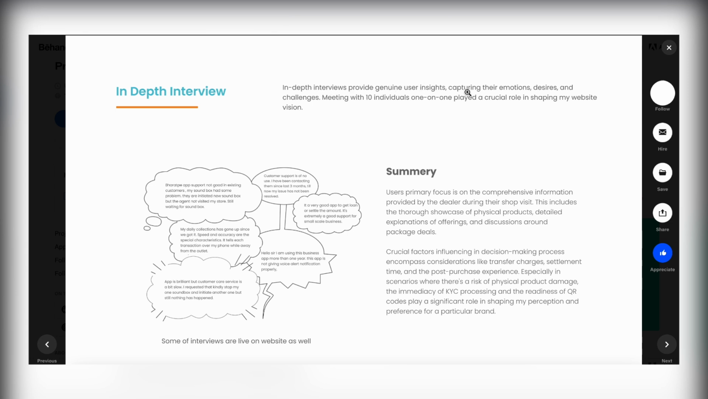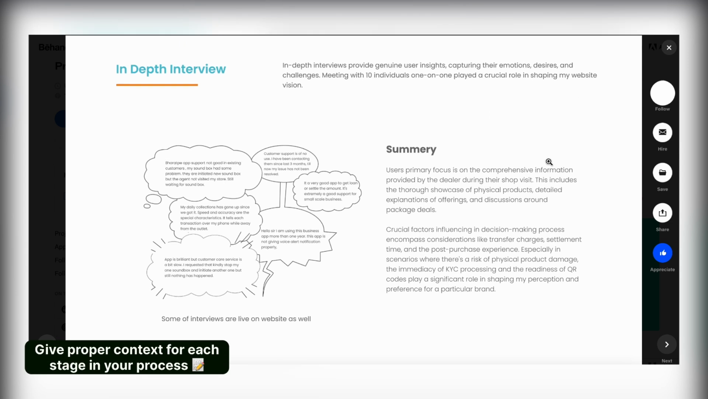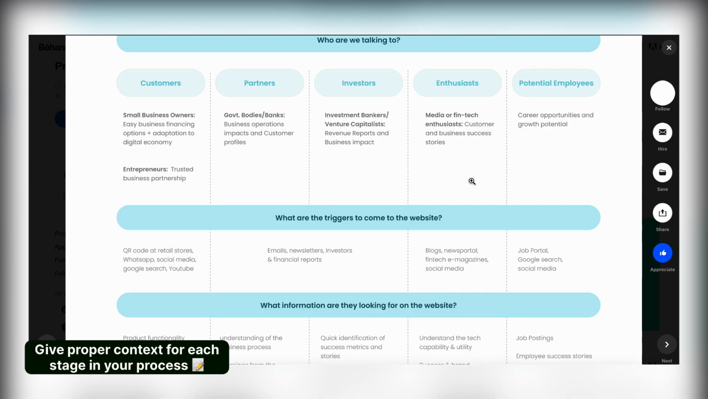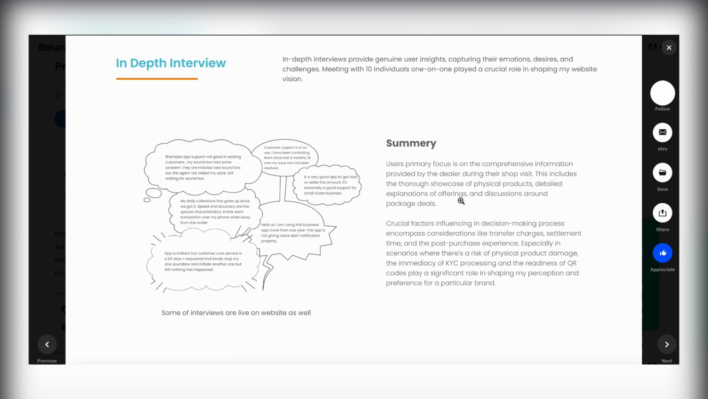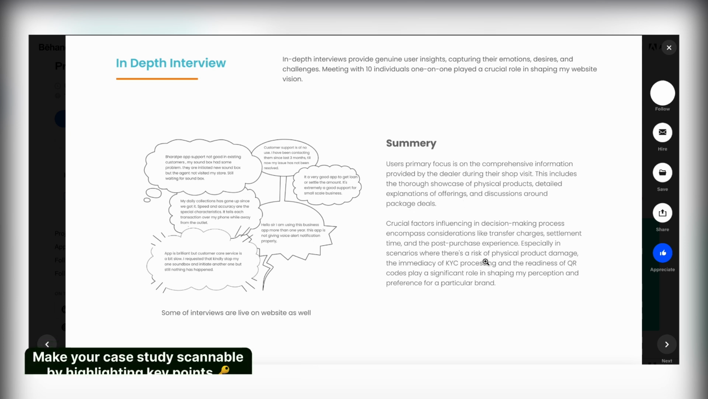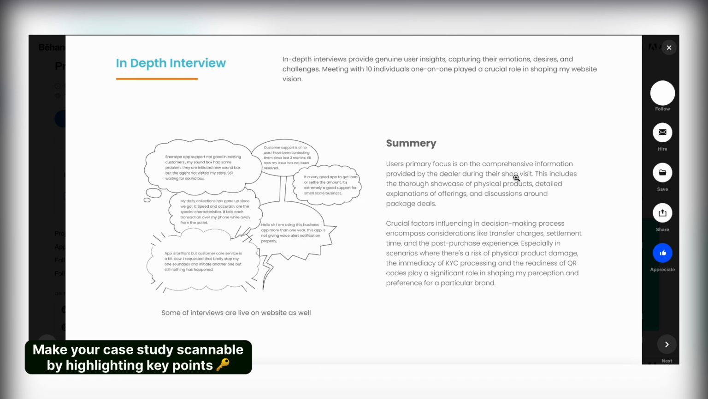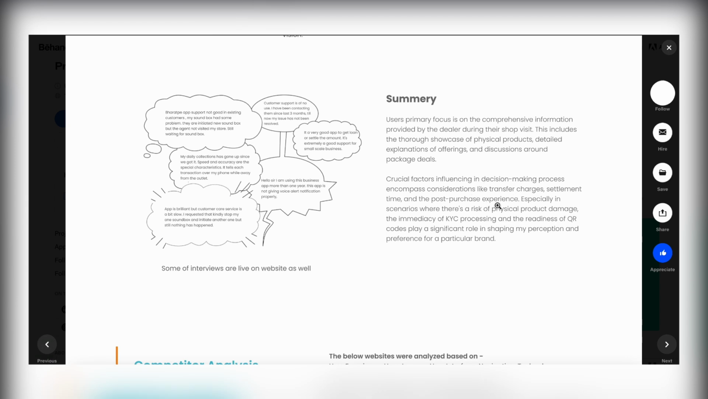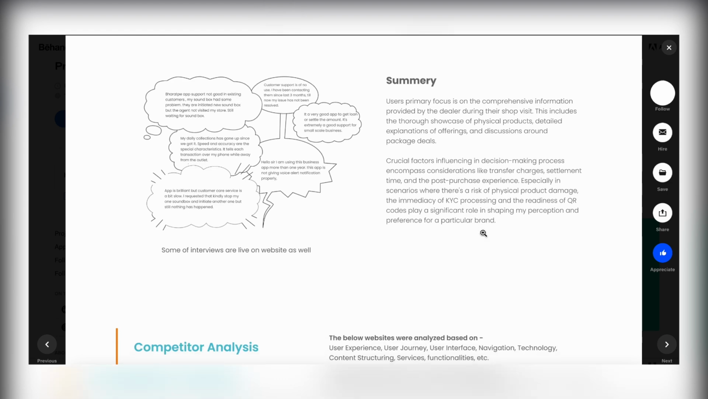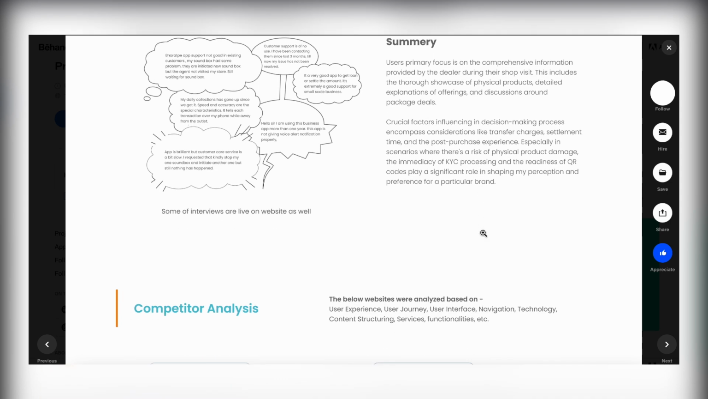Anyway, in-depth interview. Genuine user insights, capturing emotions, desires, 10 individuals. Okay. Who did you interview? Out of all these people, who did you interview? You should mention that. Again, so much text. I'm not going to read it. Make things bold. Make it easy for me to scan. Users, primary focus, comprehensive information, crucial factors, post-purchase, especially in scenarios where there's a risk of physical product. Okay.